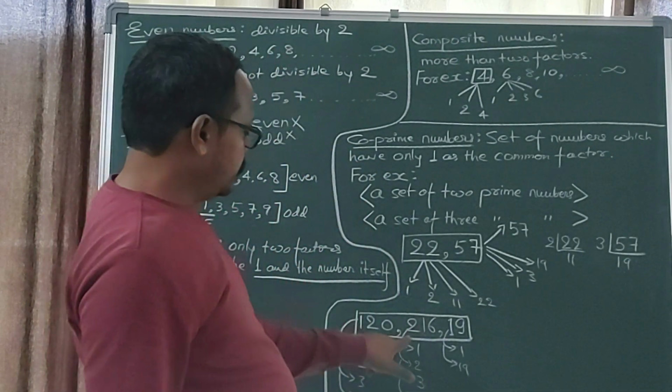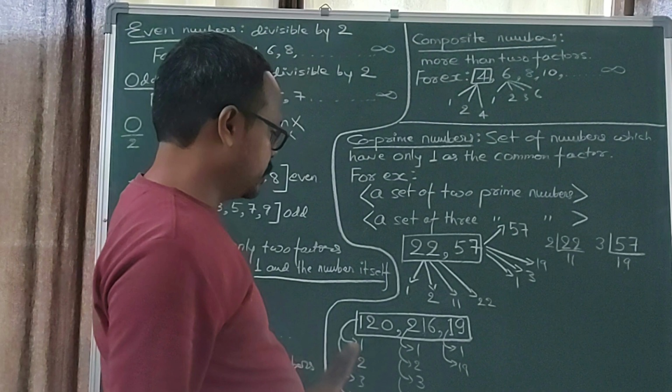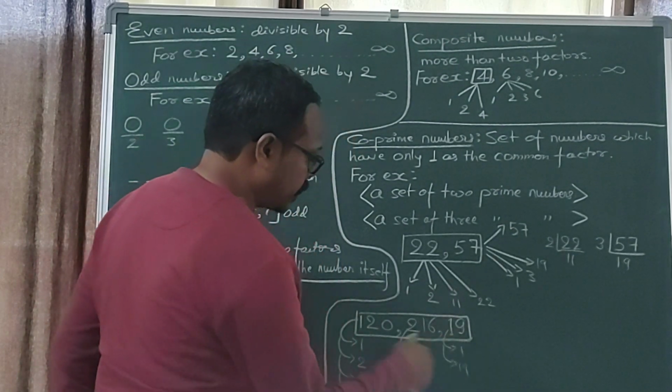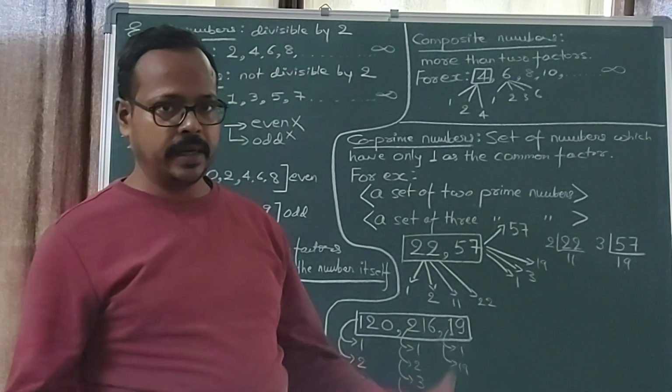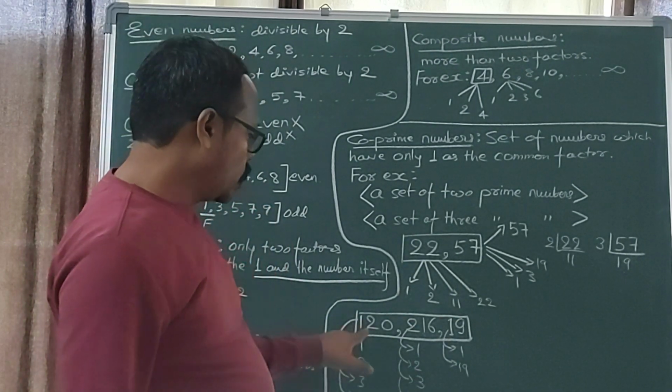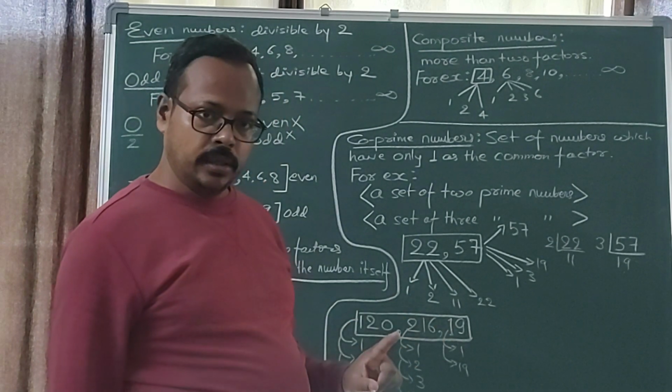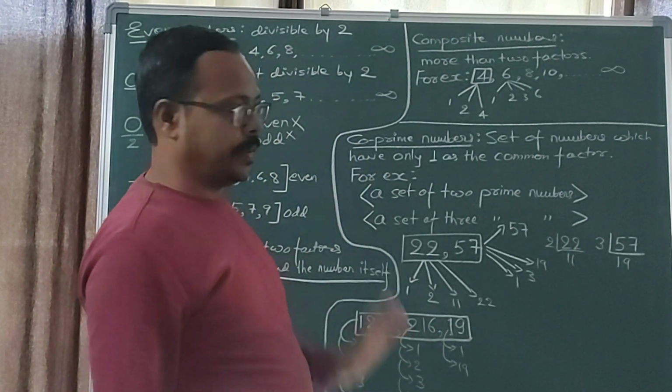Apart from that, here this is a set of three numbers, right? If you take all the three numbers together and try to find a common factor, you will not find any common factor other than one. So this set of these three numbers is a good example of co-prime numbers.